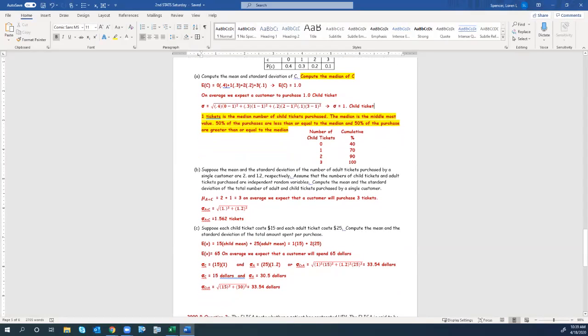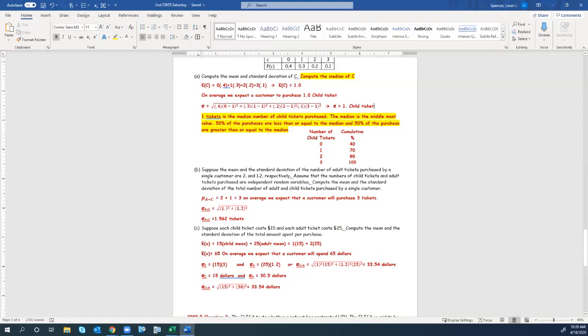Suppose the mean and the standard deviation of the number of adult tickets purchased by a single customer are 2 and 1.2. So we know the child tickets are 1 ticket for both the standard deviation and mean, but here we have a mean of 2 and a standard deviation of 1.2 for adults. Assume that the numbers of child tickets and adult tickets are independent random variables, and we need to note that. Compute the mean and standard deviation of the total number of adult and child tickets purchased by a customer.